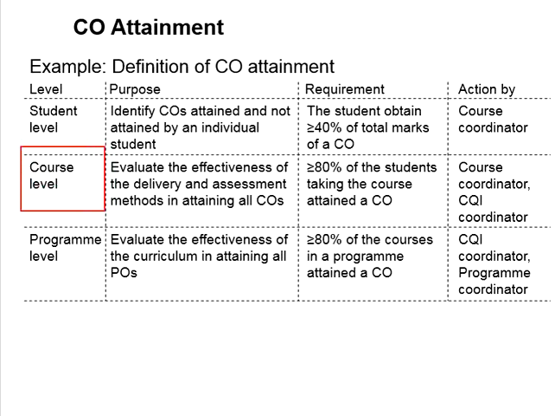At the course level, we would like to identify the attainment status of the COs by the entire group of students. This is for us to identify whether the COs have been well delivered and assessed. And then at the program level, we look into the attainments of the POs. Which POs are attained and which POs are not attained.